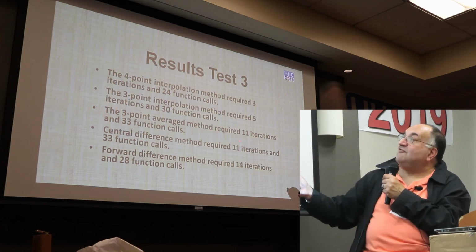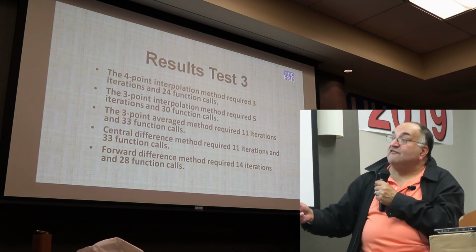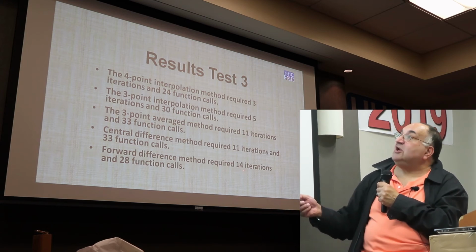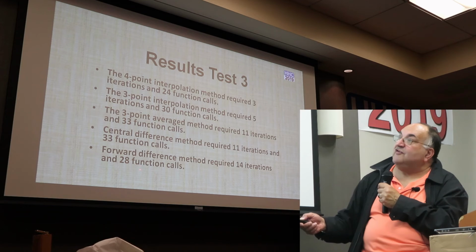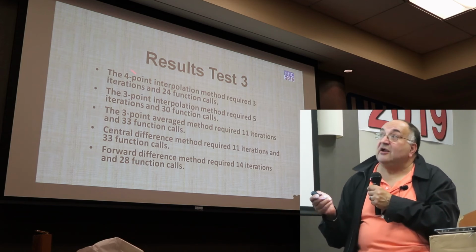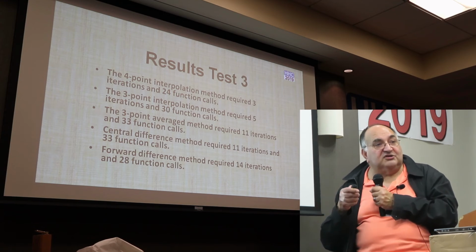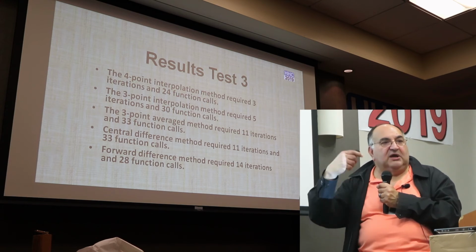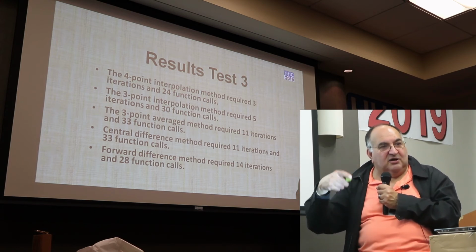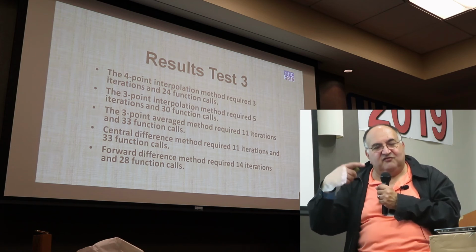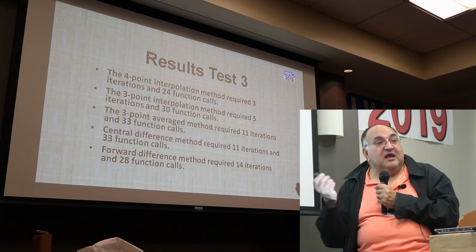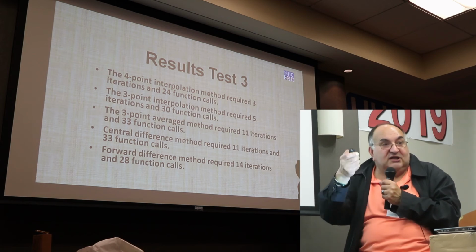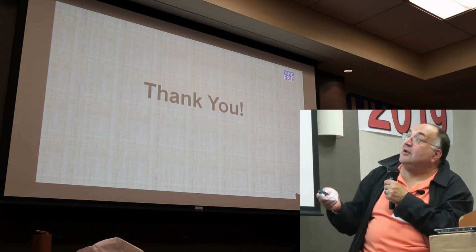The 3-point weighted average had 11 iterations and 33 function calls. Same thing can be said for the central difference. And the forward difference has 14 iterations, the most, and 28 function calls, which was not bad. Here, the 4-point inverse clearly is the winner. And remember, you're just doing one more loop in the inverse interpolation. But the fourth point you're using comes at no extra cost because it was already there at the beginning of the iteration. So, thank you.